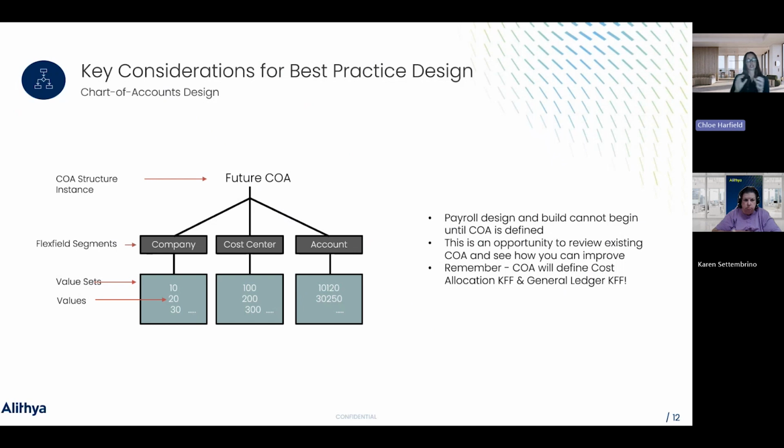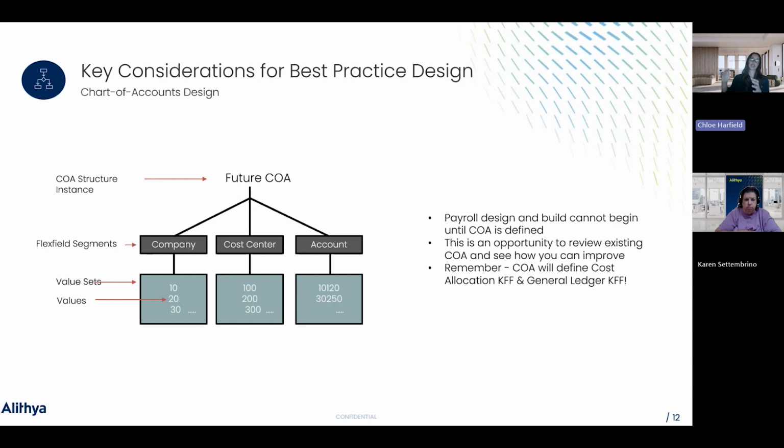And from a project testing perspective, one of the first things that we're working with you guys to do is to define the chart of accounts, not only because of the criticality of its use when you're standing up ERP, but also the criticality of its use when it comes to the design, build, test, and deploy from a payroll costing perspective.